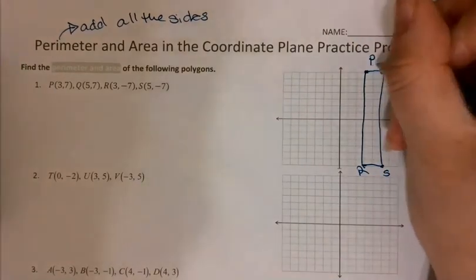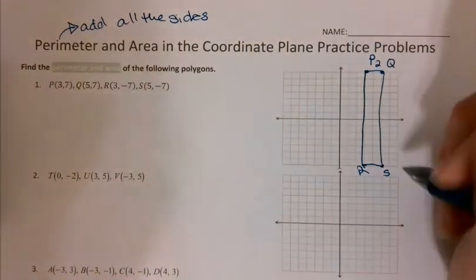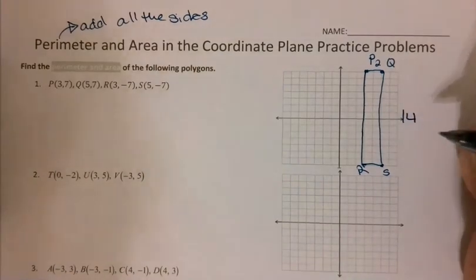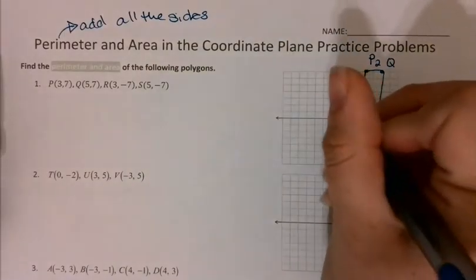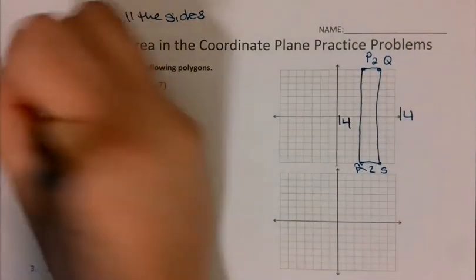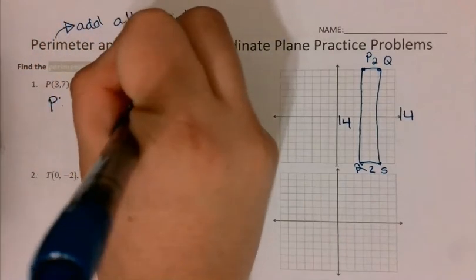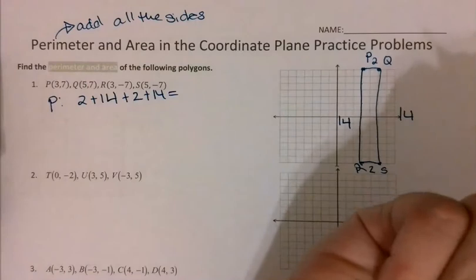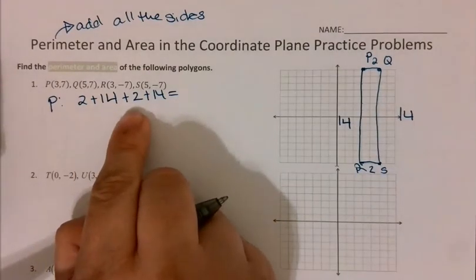Okay, so for perimeter, I want to count my side lengths. This one is 2. This one is 14. So what I want to do is, this is also going to be 2, and also going to be 14. I want to add all those together. So I have 2 plus 14 plus 2 plus 14, which gives me 16, 18, 32.